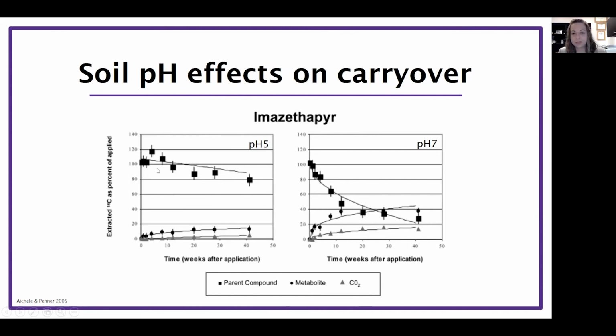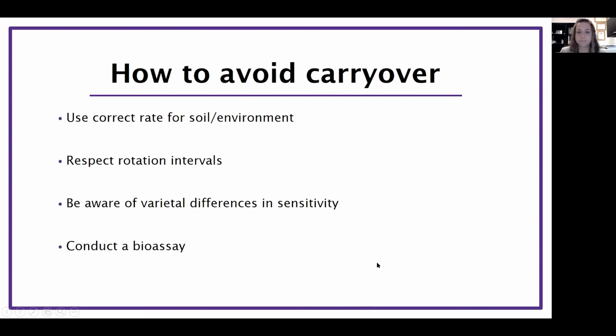So the thing I want you to notice here is how much more rapidly the line of the imidazopyr concentration decreases at pH 7 than it does at pH 5. Okay. So it breaks down faster at higher pHs than at low pHs.